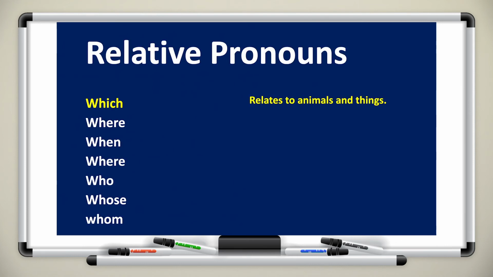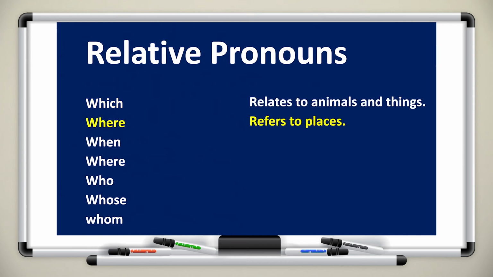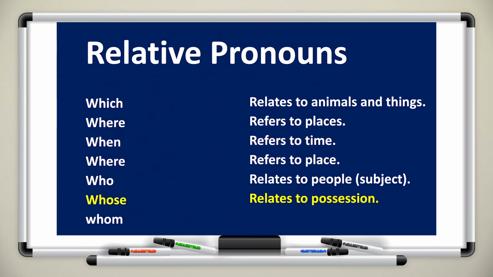Let's start with the first one, which basically refers to things or animals. We also have where, which refers to a place. When refers to a time. Where refers to a place. Whose relates to possession. However, whom, we're talking about people or a person, that's the object rather than the subject.